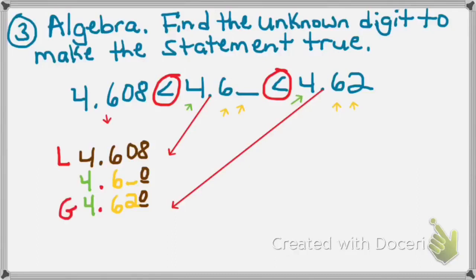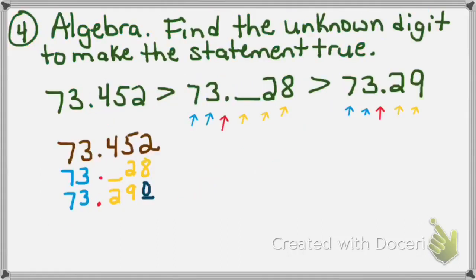I compare in the same order that I read from left to right. 4s are the same. When they're the same, I can't compare. 6s are the same. When they're the same, I can't compare. Here's the first place that it differs. And if I'm going from least to greatest, how do I count from least to greatest? 0, blank, 2. 0, 1, 2. So that would be my missing digit.